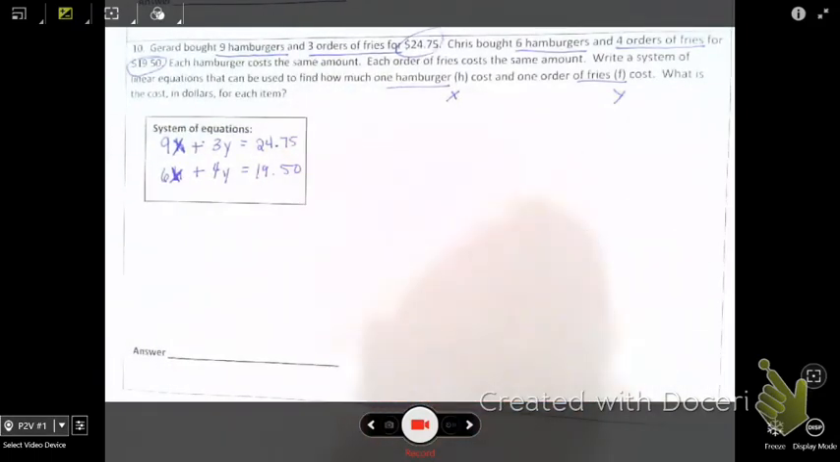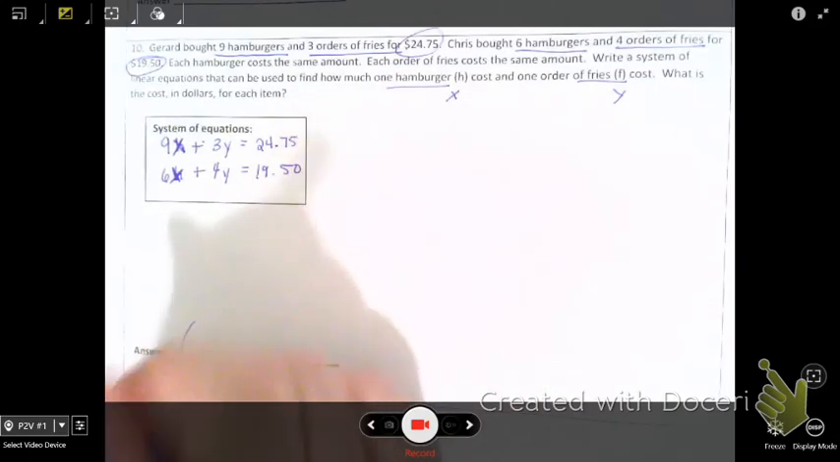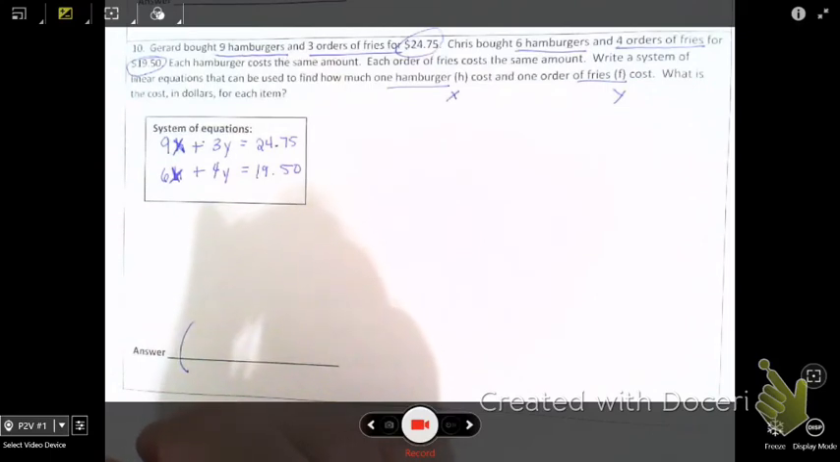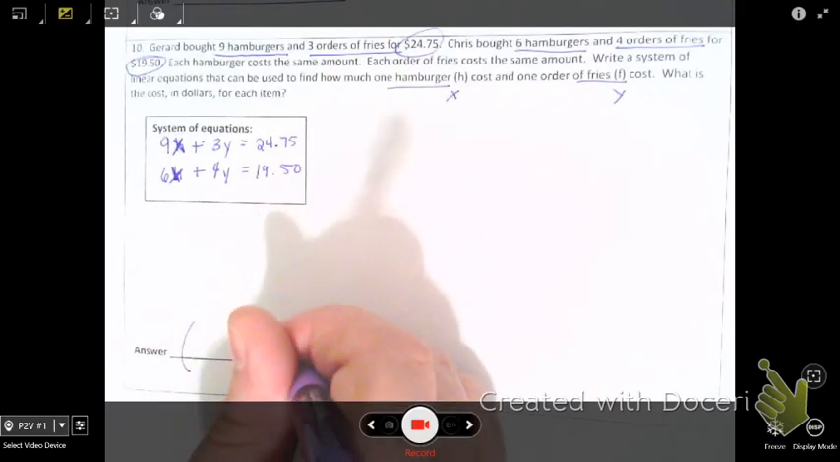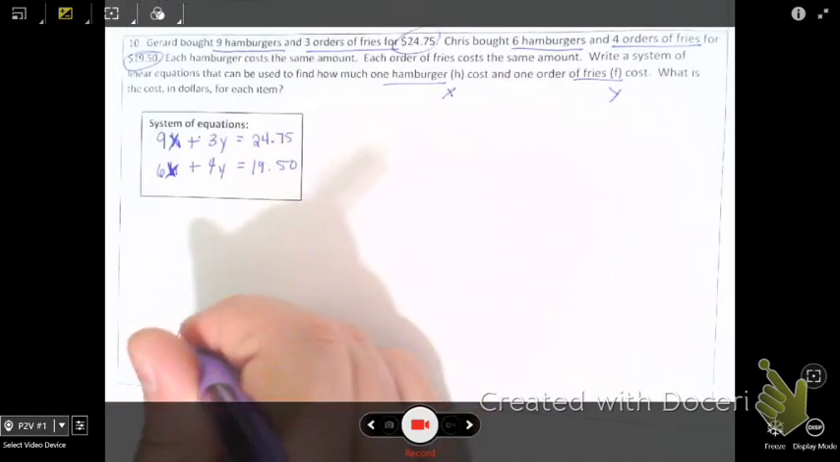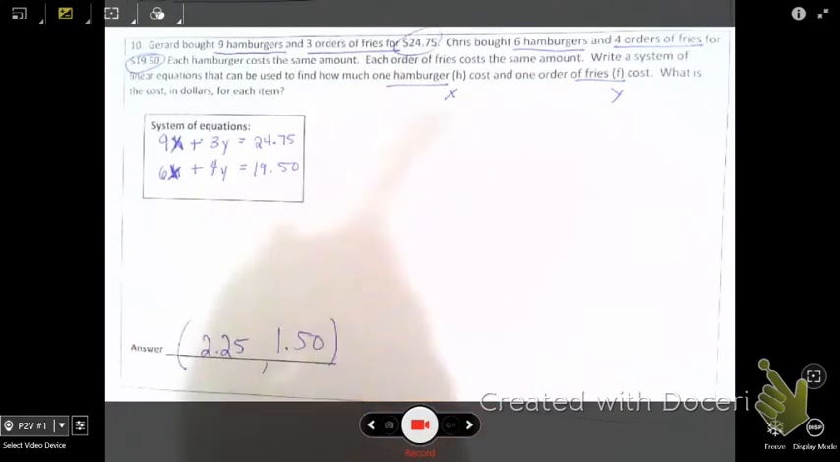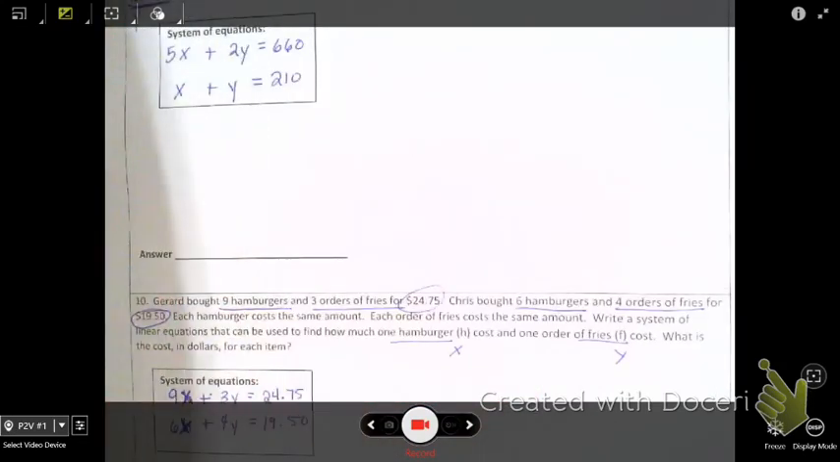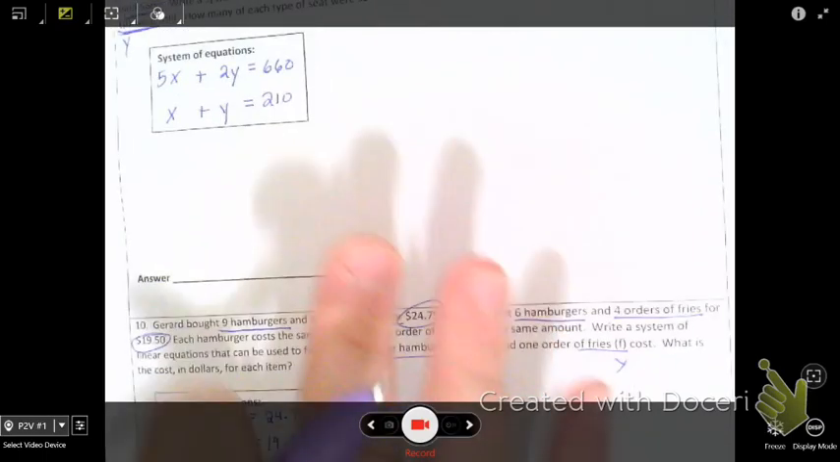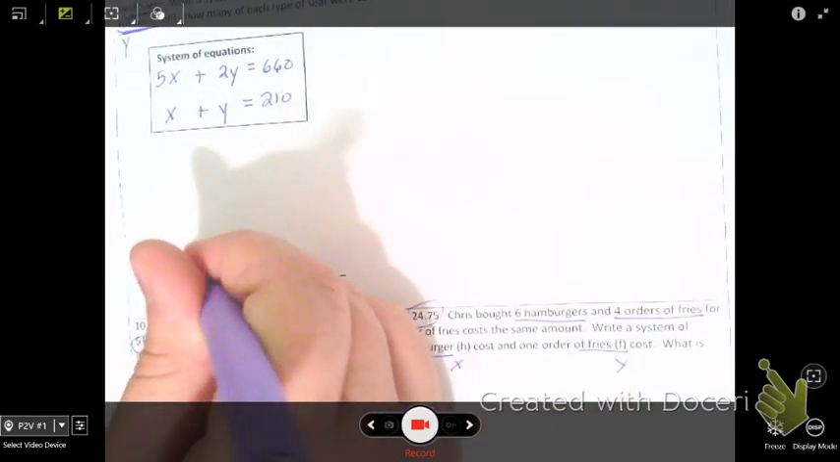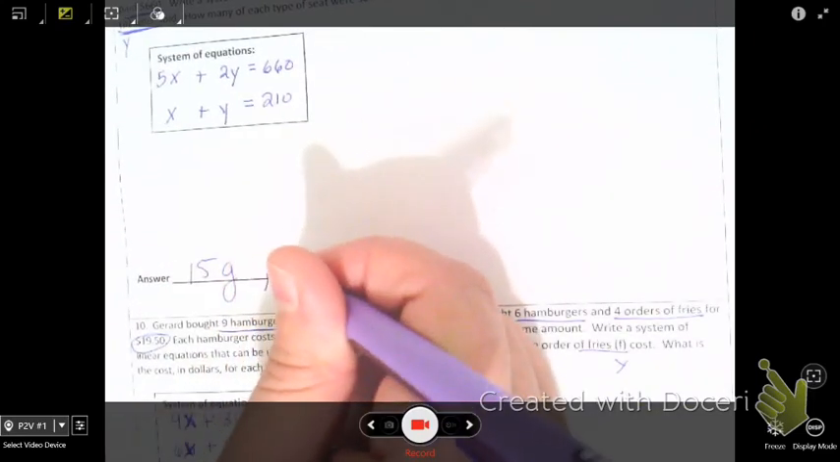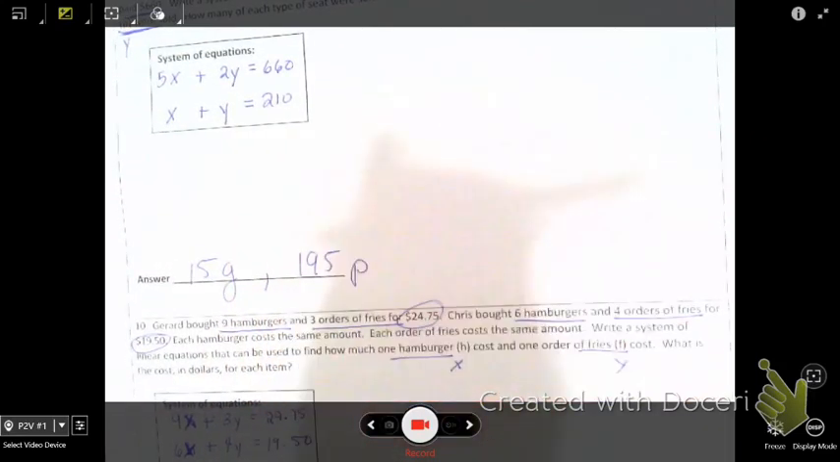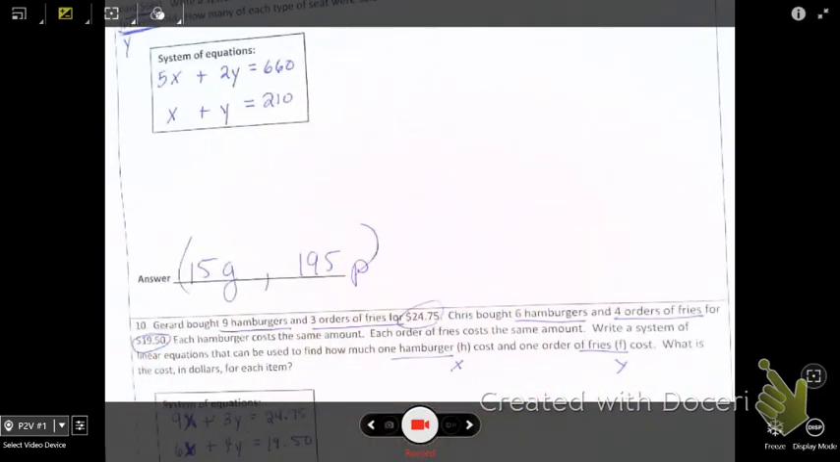You will get a really cool answer of $1.50 for french fries. That's your Y, $1.50 for french fries, and then $2.25 for hamburgers. Okay, that's going to be your resulting answer there. This top equation, I don't think I gave you the answer. So the answers for this one would be 15 good seats were sold and 195 for the poor seats. Those are your answers. See what you get.